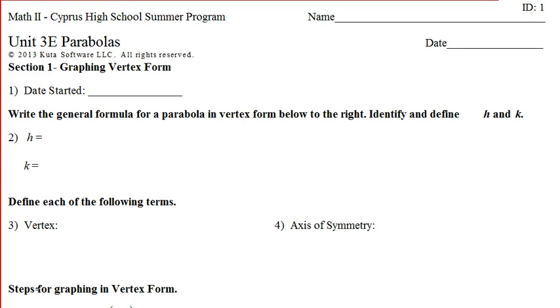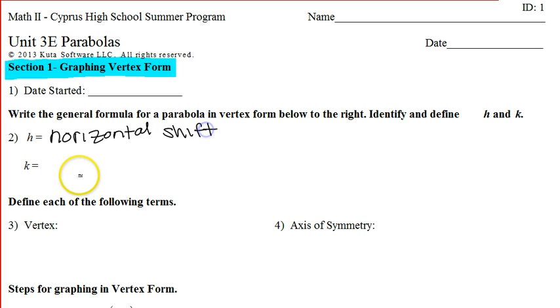In this video we're going to be talking about Unit 3E Parabolas, and we'll be starting on Section 1, Graphing Parabolas in Vertex Form. A couple of key things we want to understand before we begin to graph a parabola in vertex form is what H and K stand for. H in the vertex form is the horizontal shift. K is the vertical shift.